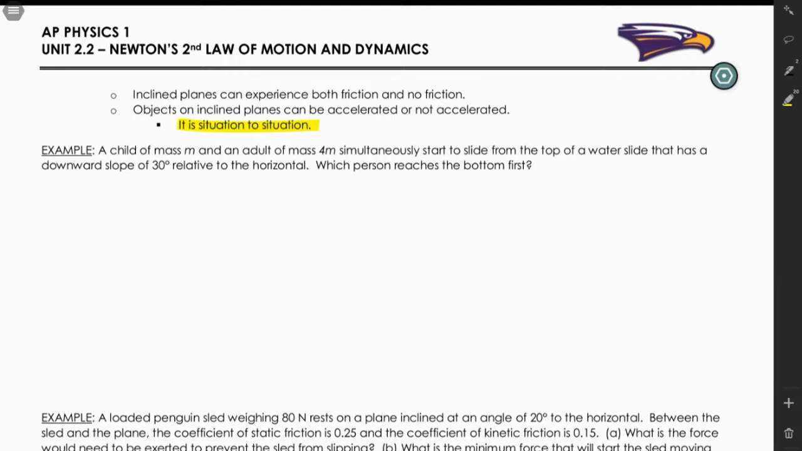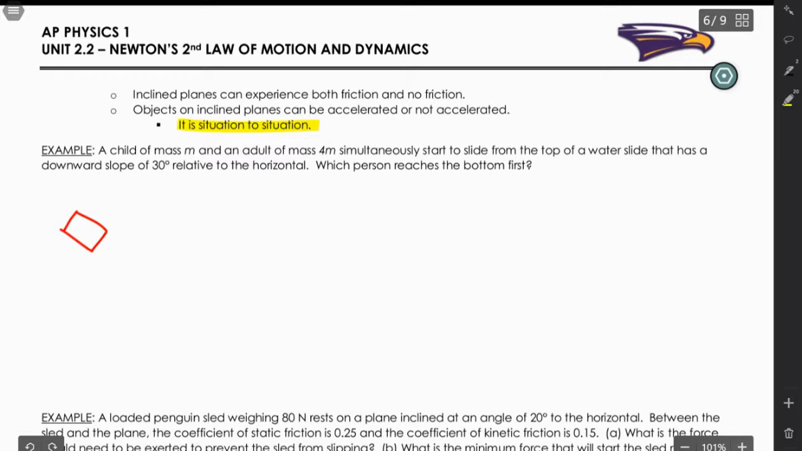So here's our first example. It says a child of mass m and an adult of mass 4m simultaneously start from the top of a water slide that has a downward slope of 30 degrees relative to the horizontal. Which person reaches the bottom first? So this is a conceptual based question. I know it's like, but wait, there's numbers. But we're calling it conceptual based because we're just trying to answer that question of who reaches the bottom first.